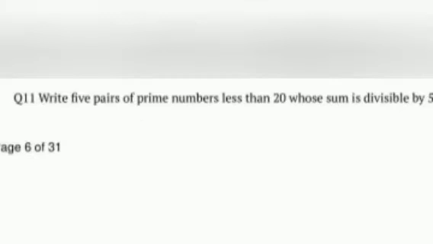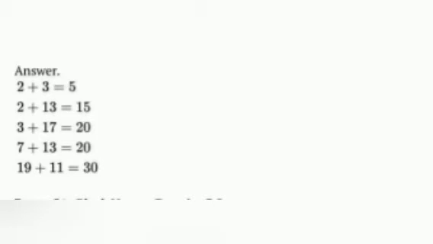See the next question. Write 5 pairs of prime numbers less than 20. 20 से कम होने चाहिए. कितने पेयर्स लिखने हैं? 5 pairs of prime numbers whose sum is divisible by 5. जिसका सम 5 से divisible होना चाहिए. Answer is here. 2 plus 3 is equal to 5. See 2 and 3 both are prime numbers और जो खुद 20 से कम है, उसका आंसर है 5 and which is divisible by 5.